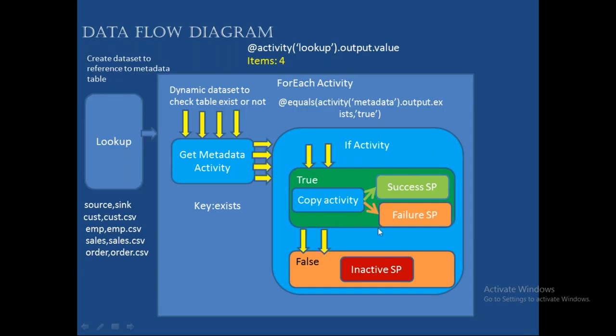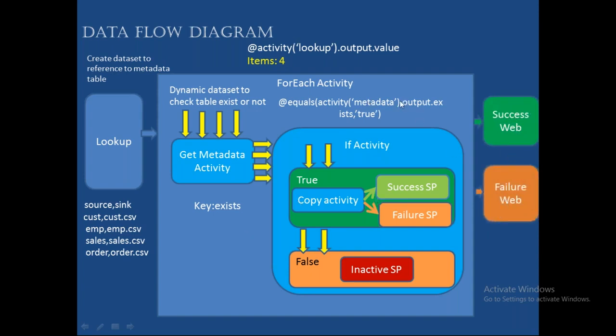If any activity failed inside the for each, your for each activity will show as failed. Remember, if anything fails inside any activity, the parent activity status will be failed. That's why I'm checking the for each activity status, whether it is failed or succeeded. If it is succeeded, I will send a success notification. If it is failed, I will send a failure notification. Okay, so something like this.